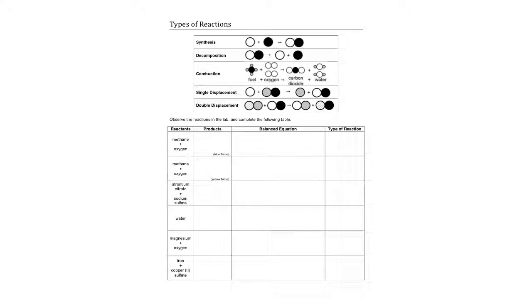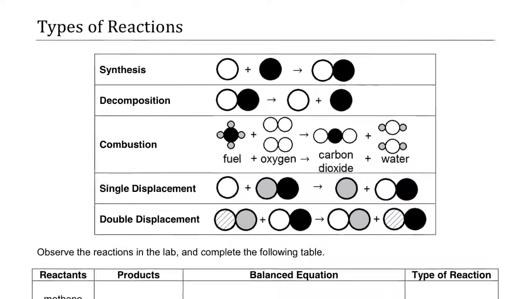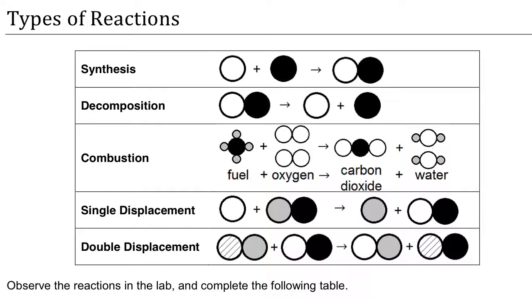If you haven't already, please print this handout. The previous lesson was about writing chemical equations and balancing them. Today we're going to look at different types of reactions.